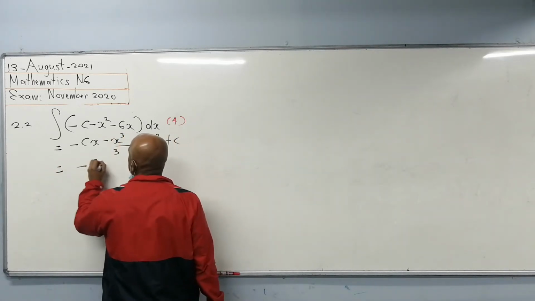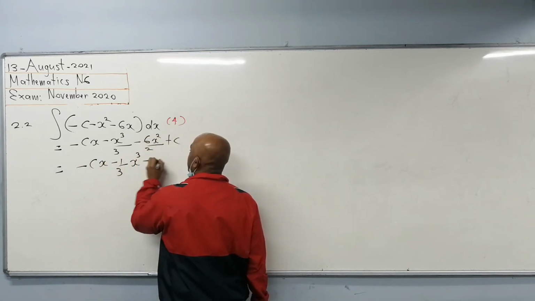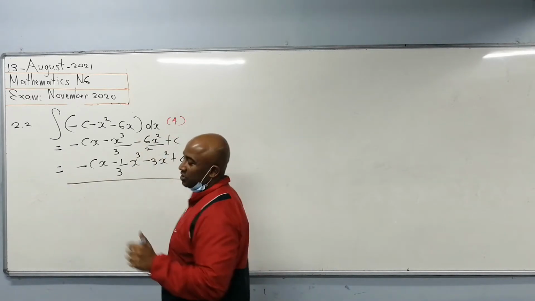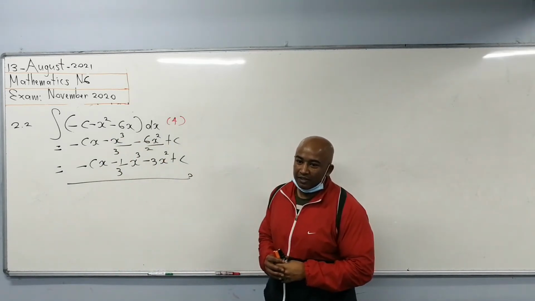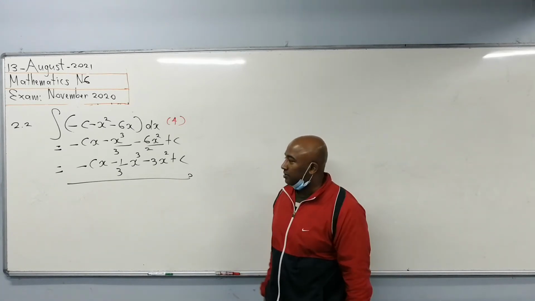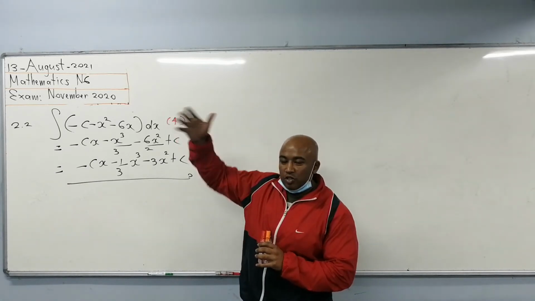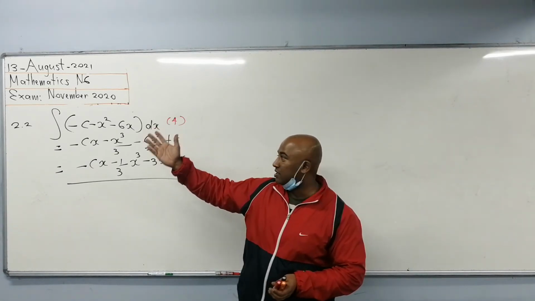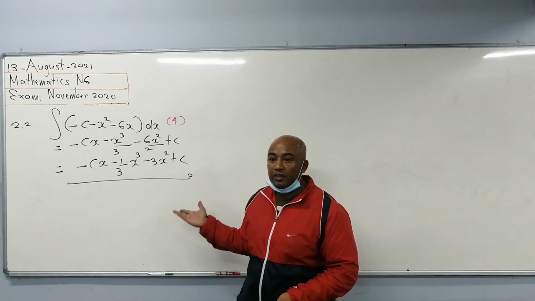Let's do this here. Minus cx minus 1 over 3 x cubed minus 3 x squared plus c. So the student just tells me in the memo they completed the square. That means the memo is wrong. If they completed the square, why would you complete the square? For what reason? Maybe the memo was correct according to the correct question. Probably something went wrong when they were printing this before it went to all the students, so the square root came up. But completing the square, what are you going to complete the square for?